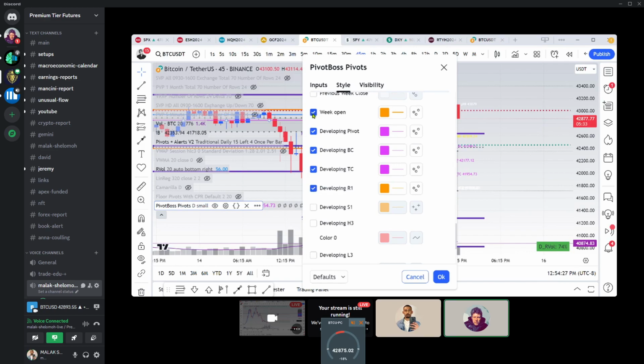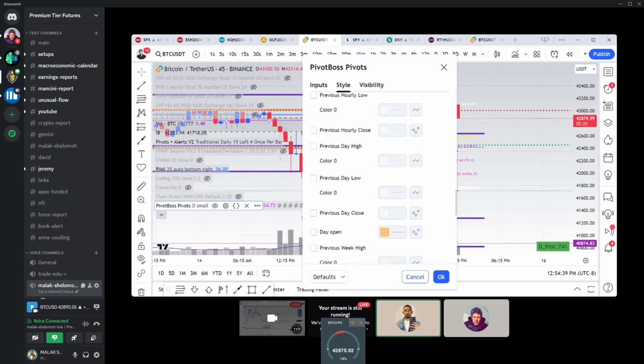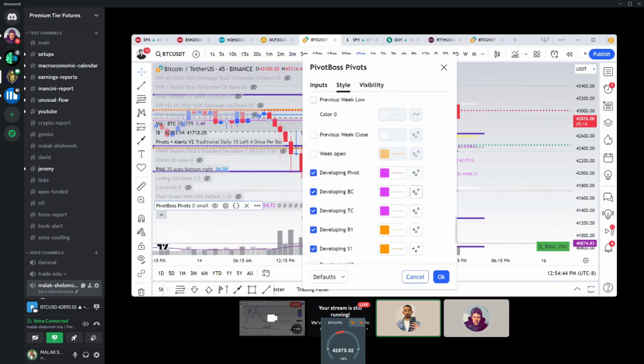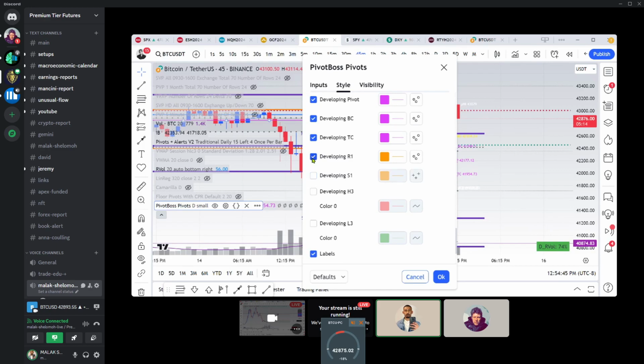Does this have the Camarilla and the regular floor pivots combined? Yeah, you could take those off. Those are developing. So at the end of the day, you could actually see where the Camarillas and the floor pivots are going to be in the next session. Oh, gotcha. That's a cool thing. I know.